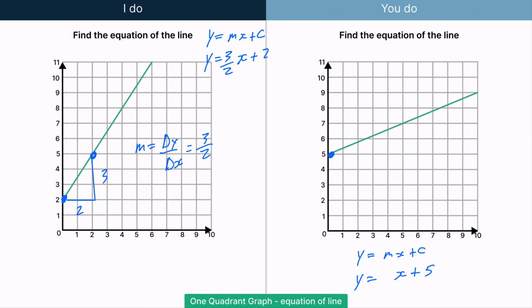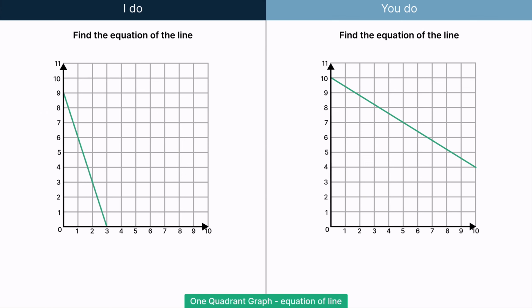So to find the gradient, we pick 2 nice points. So I would pick that one there, and what else is a nice point? Let's have a look at that one there. Okay. So then I draw my triangle. And then on the base, it goes from 0 to 5. And on the height, it goes from 5 to 7. So now I just do 2 over 5, and that's my gradient.